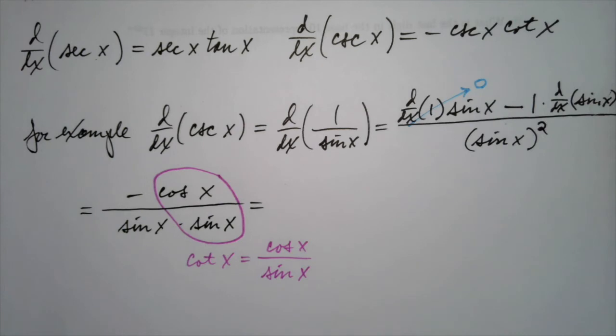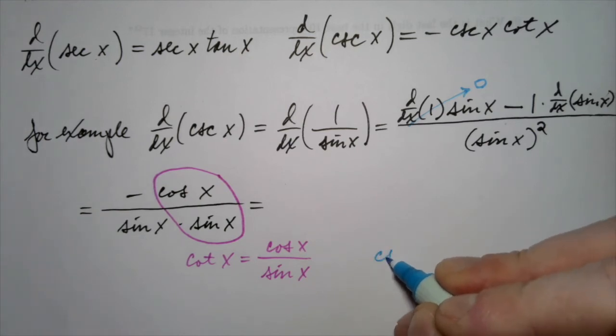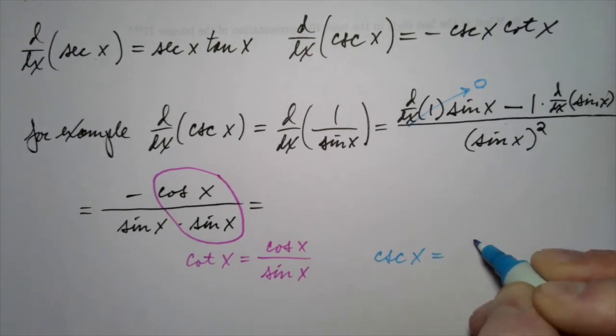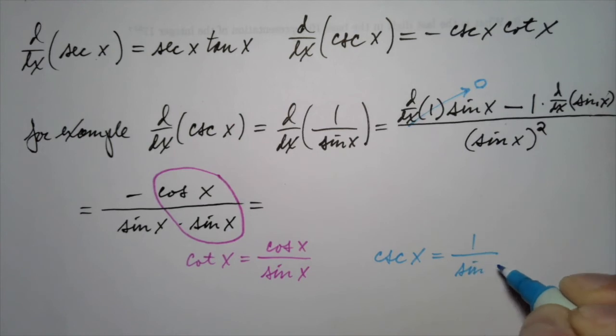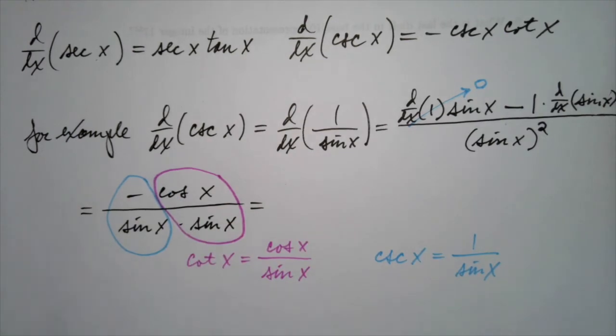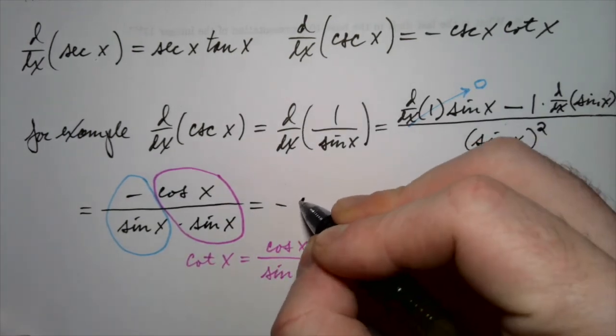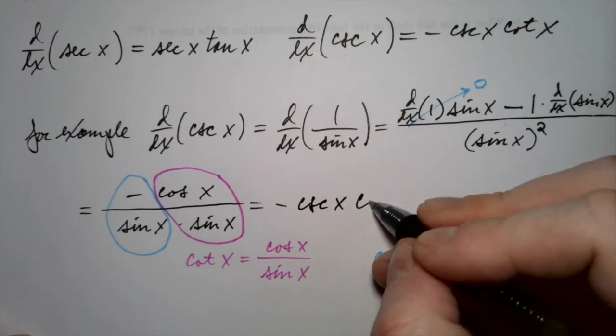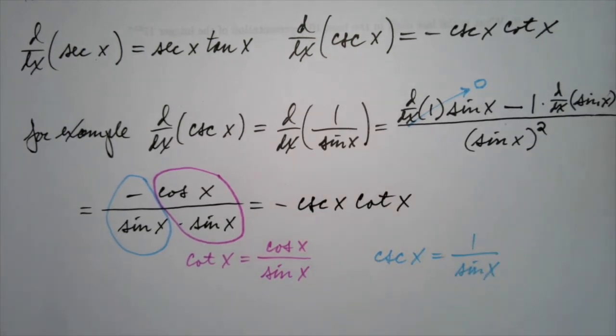So that means that we can rewrite this as minus 1 over sine. But wait, what's 1 over sine? Well, that would be cosecant. So we'll also use the fact here that cosecant is 1 over sine. So together, these two facts, together with the minus sign, give you minus cosecant of x times cotangent of x. And that's exactly what we had before.